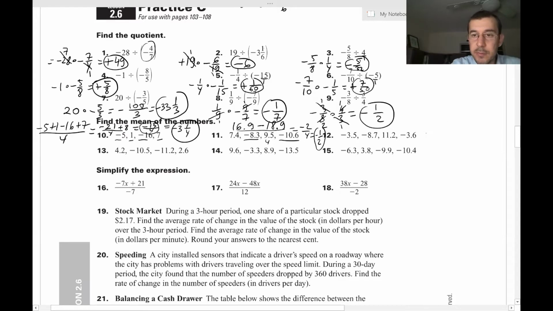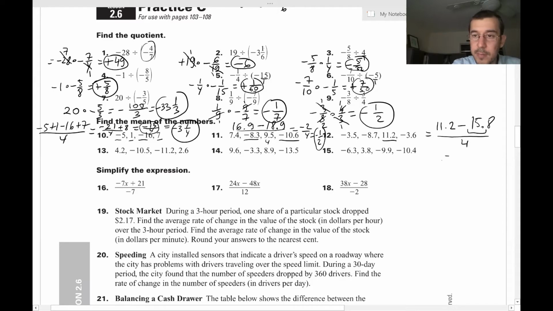Number 12, we have one positive number, so 11.2, and then 1, 2, 3 negative numbers, so minus, and let's add up the 3 negative numbers over 1, 2, 3, 4, 4 numbers. So the 3 negative numbers are 3.5 plus 8.7 plus 3.6, that's 15.8.